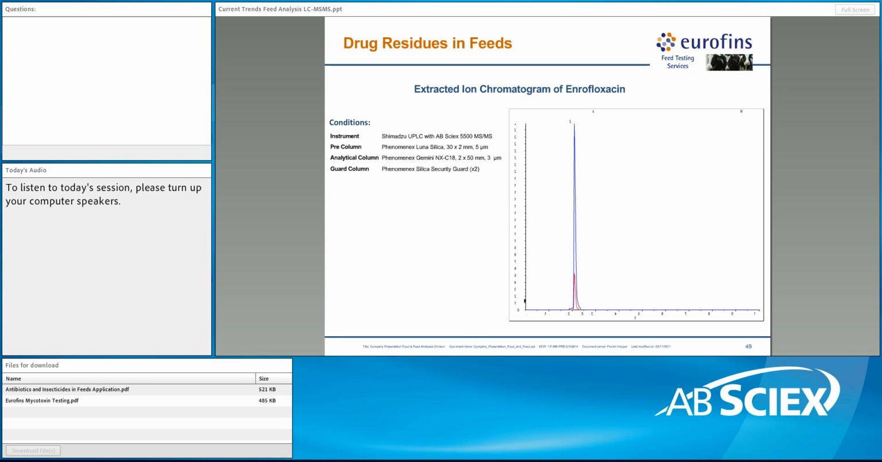The analytical column is actually a Phenomenex Gemini column that we developed for this method in conjunction with some of Phenomenex's scientists, and that method was very, very nice, and we're very happy with the work that Phenomenex did with us last year on this prep. And of course, the final instrument is the AB SCIEX 5500 triple quad.